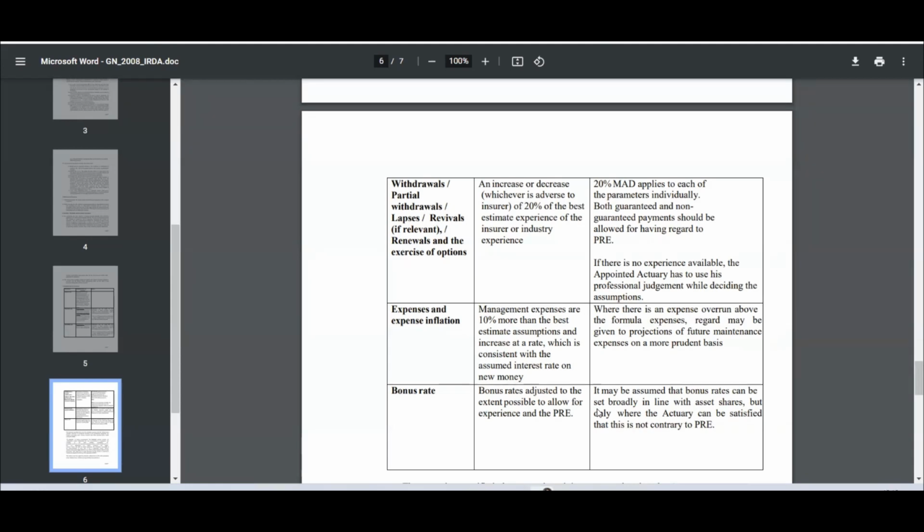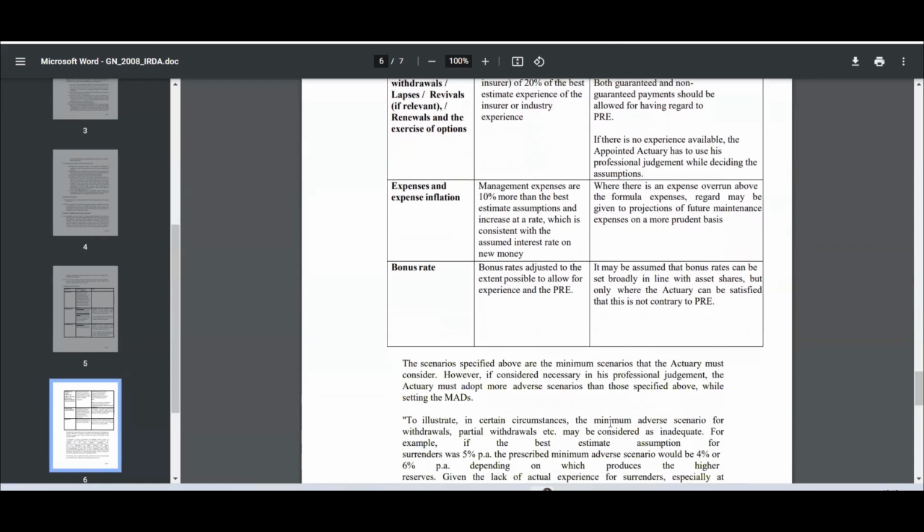Now, in constructing the minimum adverse scenarios that we have spoken about, these are the minimum scenarios that an appointed actuary should consider if in his or her professional judgment. Once again, professional judgment. If he thinks that more scenarios need to be considered, then the appointed actuary should consider more scenarios.